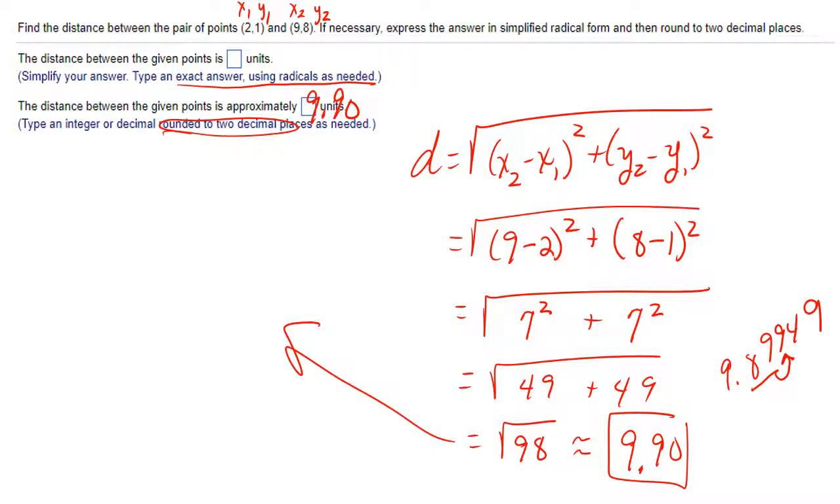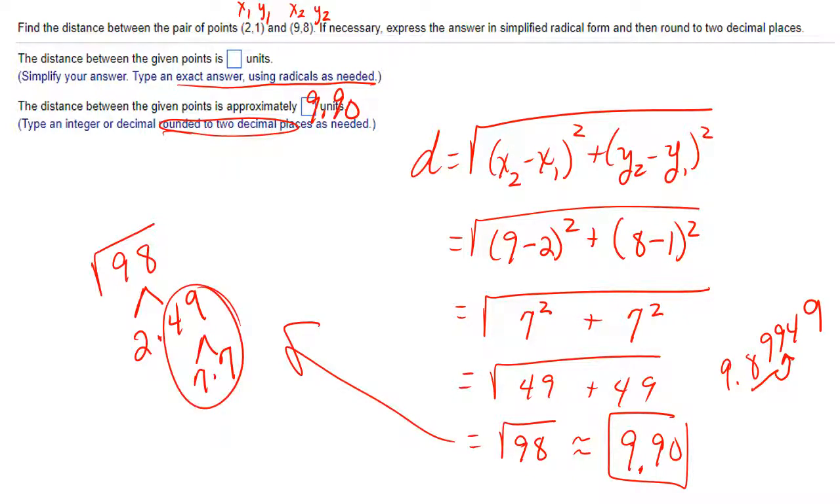If you recall from earlier algebra studies, if you take the square root of 98 and you factor that, that is really 2 times 49, and 49 is 7 times 7. That is a perfect square. So the square root of 49 is 7, whereas you have this 2 as a remainder. So you would write that as square root of 2 behind. Thus, the first answer, which is the exact radical answer, is 7 square root of 2.